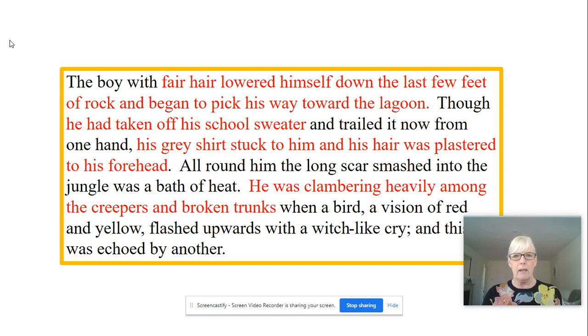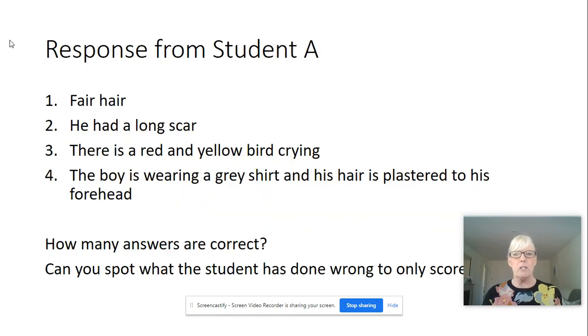I think we're going to have a look at a response from student A. So we've got 2 student responses. Student A has written, number 1, fair hair. Number 2, he had a long scar. Number 3, there is a red and yellow bird crying. Number 4, the boy is wearing a grey shirt and his hair is plastered to his forehead.